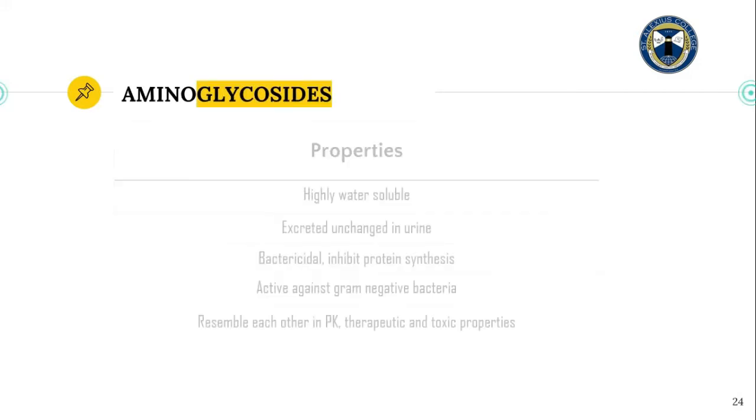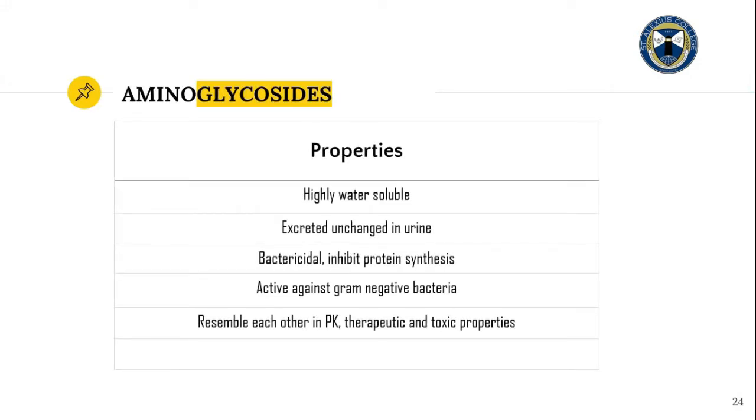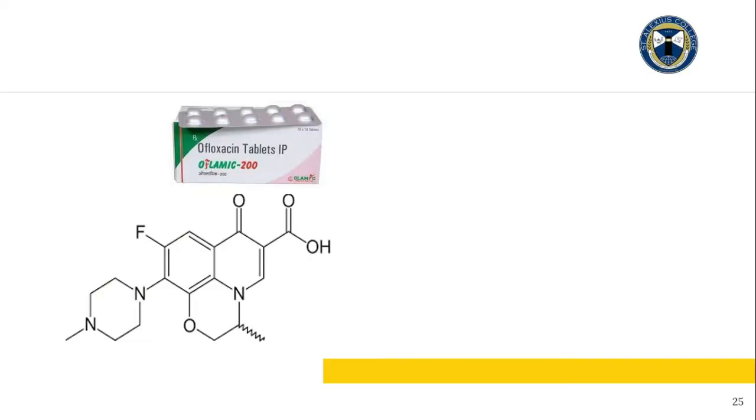So, aminoglycosides are highly water-soluble and excreted unchanged in urine. Bactericidal, they inhibit protein synthesis, are active against gram-negative bacteria, and resemble each other in PK, therapeutic, and toxic properties.